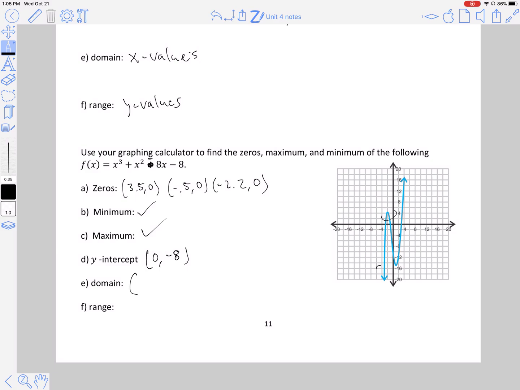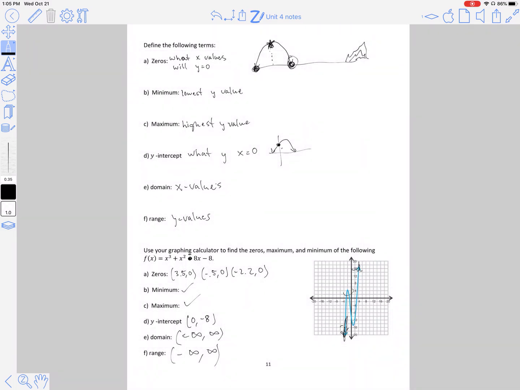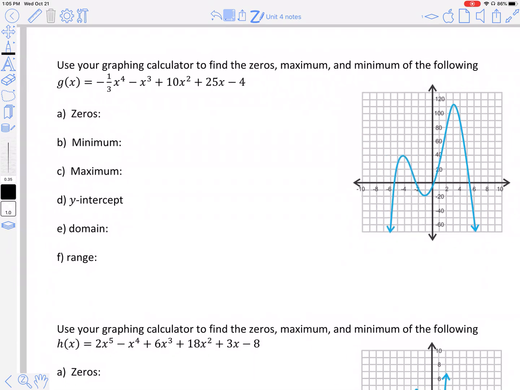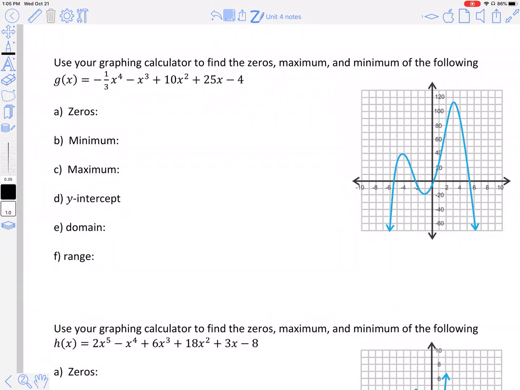Domain, I want you to think eventually this is going to go down and left forever. This is going to go up and left forever. So our x's are going left and right forever. Our y's are going up and down forever. So we can write our domain and range like that. All right, so really this is just using the calculator to find out these things. So type these into your calculator, follow the instructions on the previous page, and then if you have any questions, let me know.